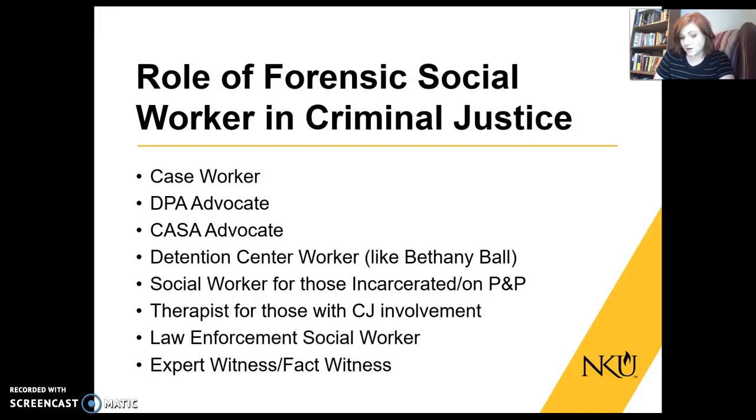They are involved with families who are going through situations of neglect, abuse allegations against parents, dependency. Then you've got DPA workers. DPA is the Department of Public Advocacy.